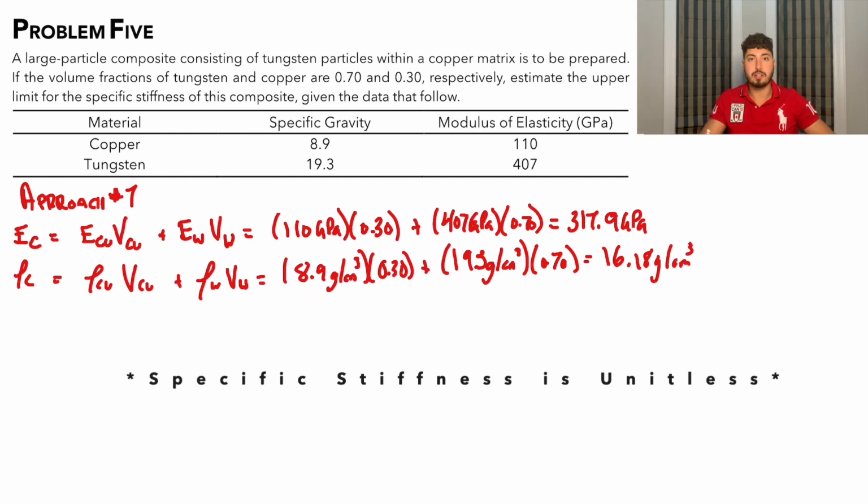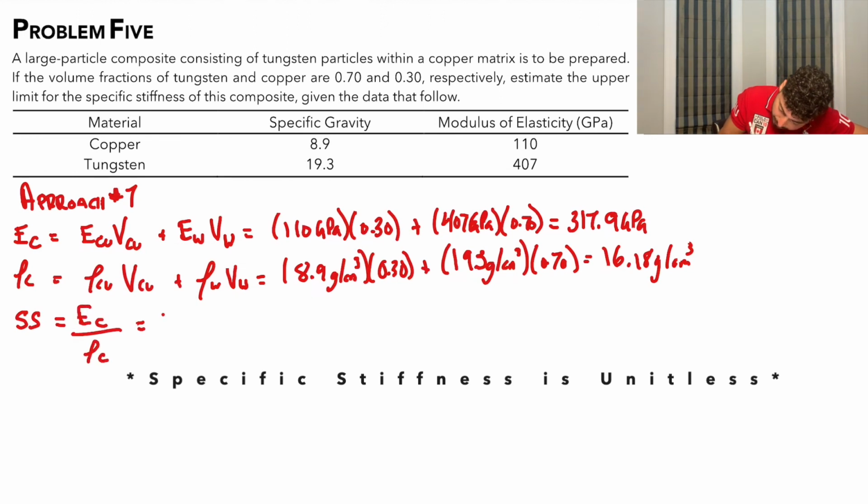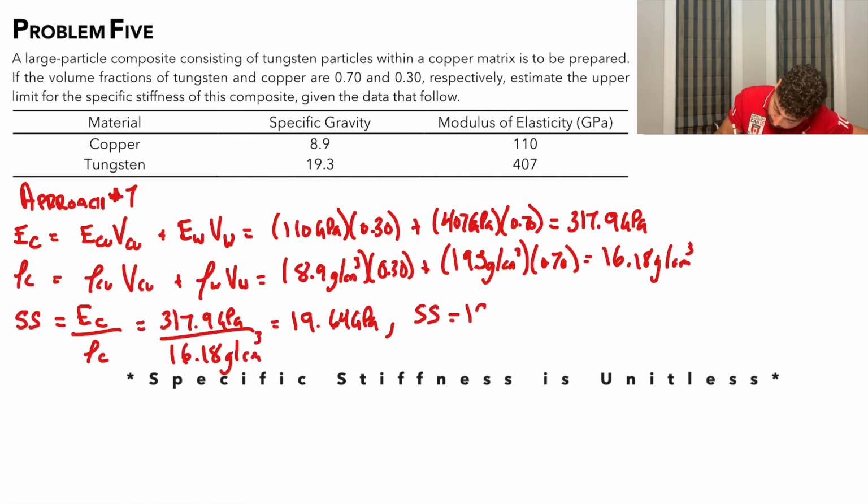So now that we have our Young's modulus for the composite and we have our density of the composite, we can calculate our specific stiffness. So our specific stiffness is equal to the Young's modulus of the composite divided by the density of the composite, which is 317.9 gigapascals divided by 16.18 grams per centimeters cubed, and that's going to yield the value of 19.64 gigapascals. So our specific stiffness is equal to 19.64 gigapascals using approach number 1.